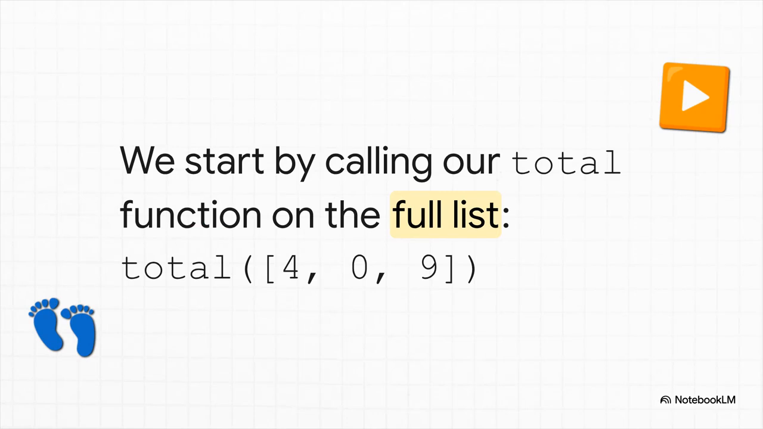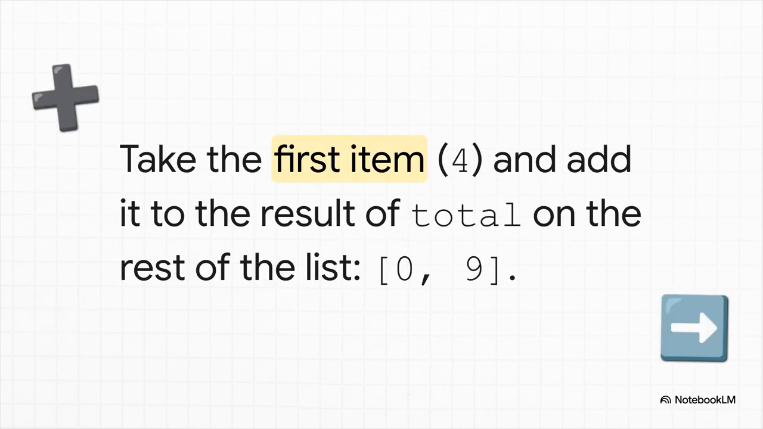Okay, so first we call our total function on the full list. Now, since the list isn't empty, we hit our recursive step. The function pulls off the head of the list, the number 4, and just holds on to it for a moment, then it calls itself again on the rest of the list. So now the function is just working on 0 through 9. It's the same logic all over again.